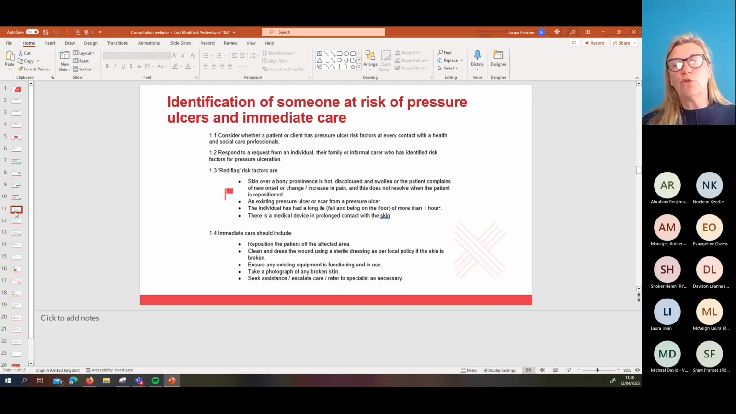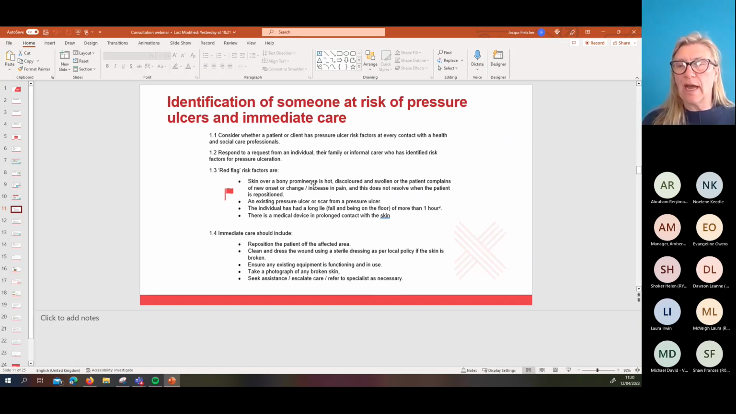And you should also respond to a request from that patient or their family or informal carer who's identified a risk. The red flag risk factors that we're talking about are discoloration or heat or swelling or redness if the skin is light over a bony area or under a medical device, an existing pressure ulcer or a scar from a previous one, and very importantly, that the patient's had a long lie.